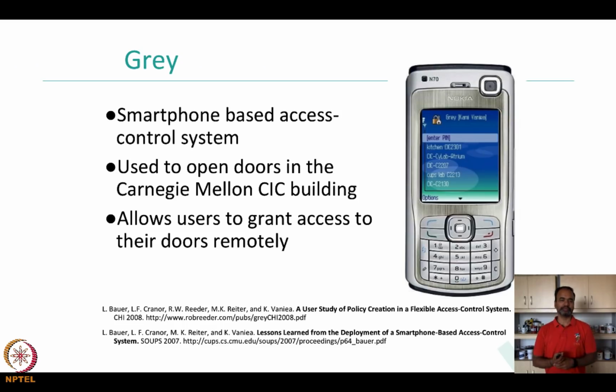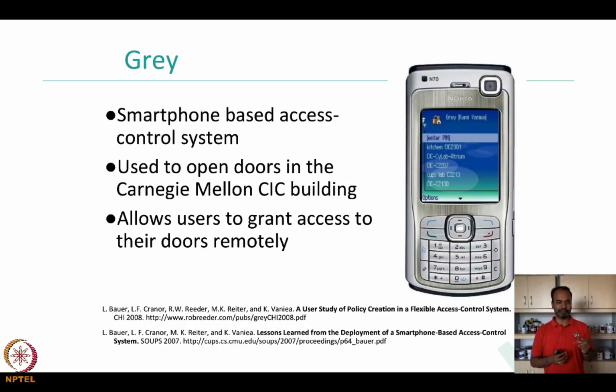Now let me walk you through one of the super exciting projects on usable security, which was done some years back. This project is called Grey, and its main aim was to give end users access through their phone to open up their office doors and floor doors. They placed a microprocessor chip in every door of the building, so they could interact with the processor and give it instructions.